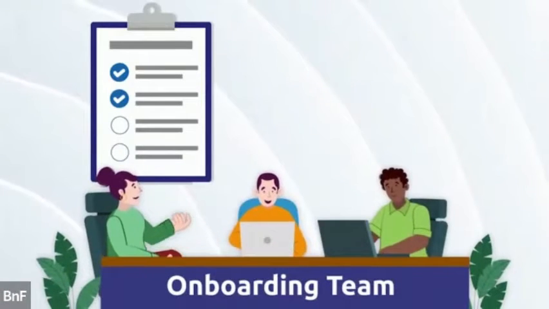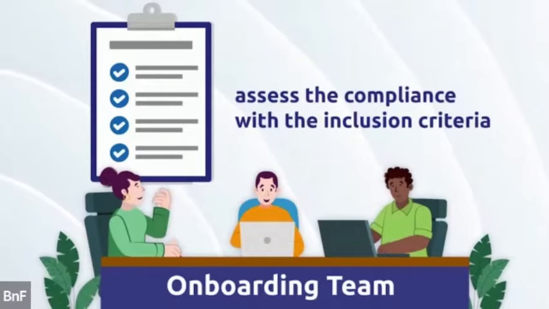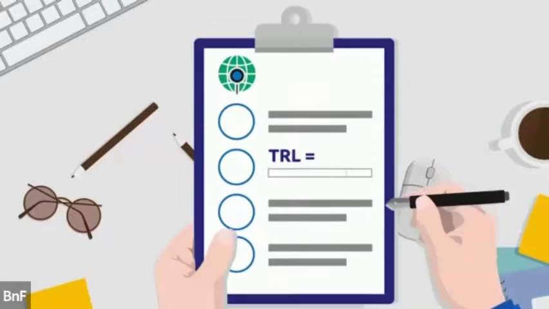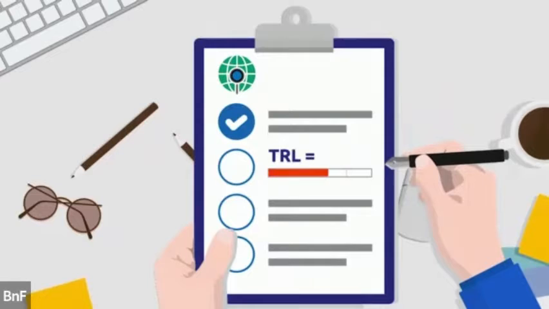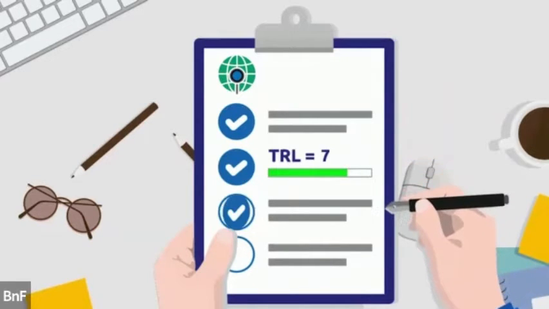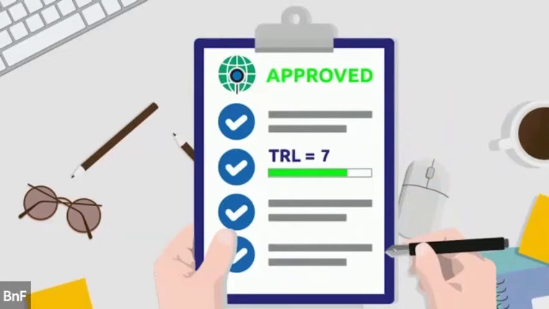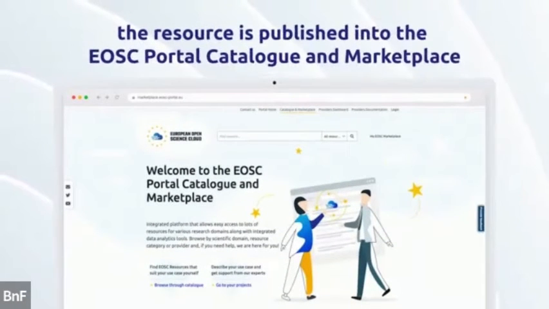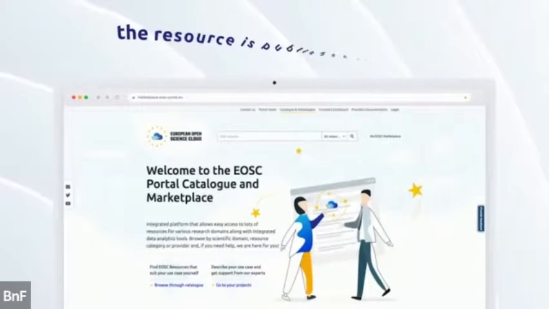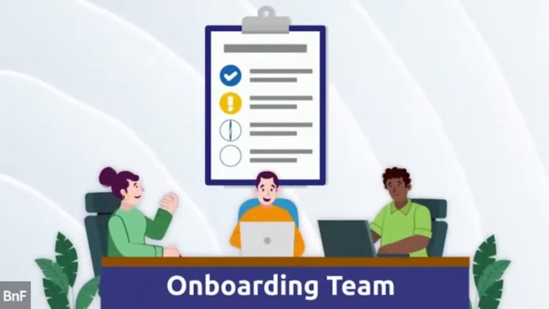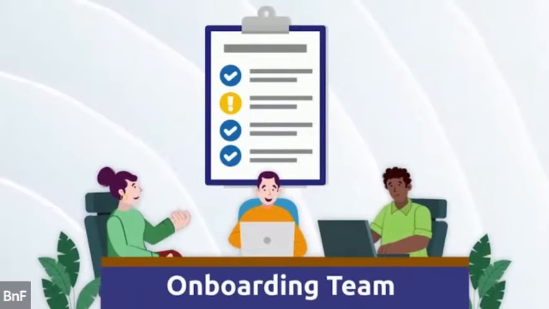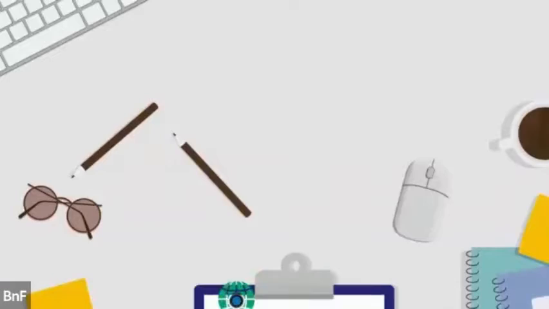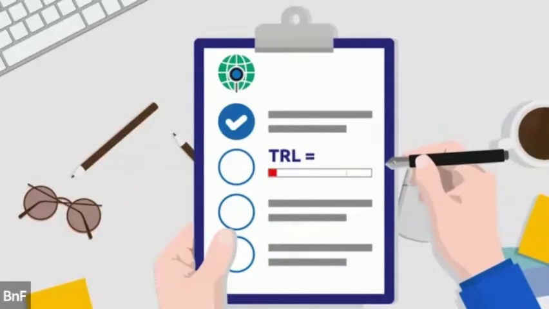The onboarding team evaluates the resource, assessing the compliance with the inclusion criteria, like, for example, if the resource is mature enough to be included in the EOSC portal catalog. When this evaluation process is successful, the resource is published in the EOSC portal catalog and marketplace. If a resource does not comply with all the inclusion criteria, the onboarding team contacts the service provider to try to fix the issue. If it is not possible, the application is rejected.